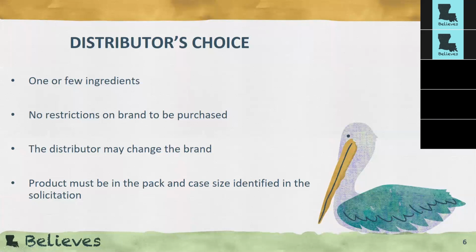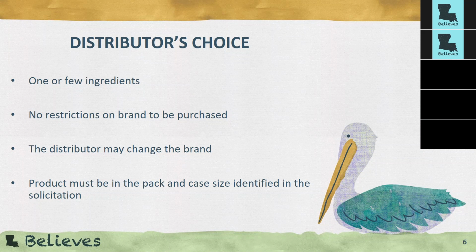The distributor's choice category of products has only 1 or a few ingredients and represents a lower dollar volume. The supplier may quote a price on any brand, and the school district places no restriction on the brands to be purchased. The supplier is not asked to identify the brand being quoted, and the site receiver does not check the brand delivered. Therefore, the distributor may change the brand without notifying the school district.